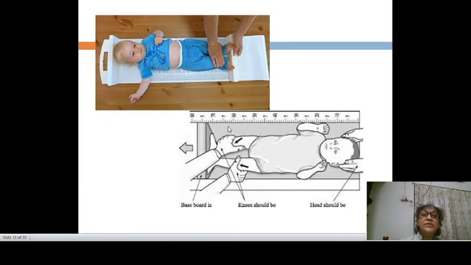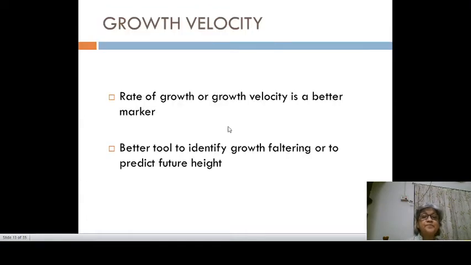So here we see a picture of an infantometer, and what is being done? The child is made to lie down, the head is held straight so that the highest point of the head touches the headboard, and then the knees must be straight and touch the ground level, and the feet should be at right angles so that the heel touches the baseboard. So these are a few points to be noted while using an infantometer.